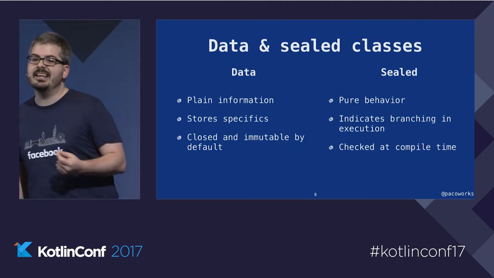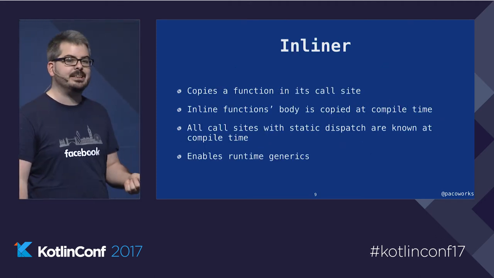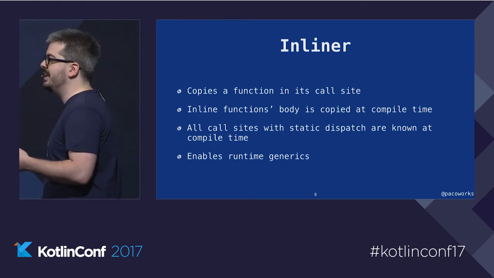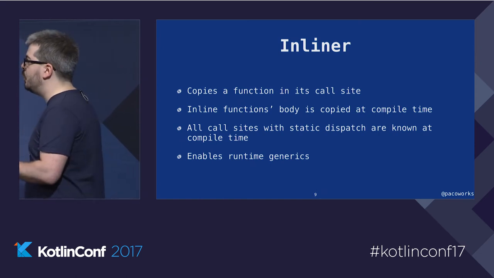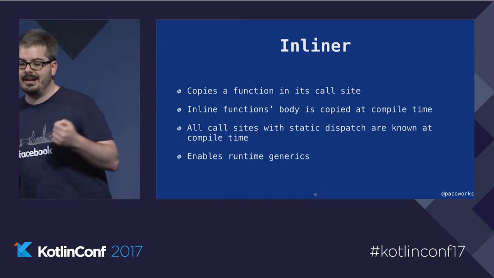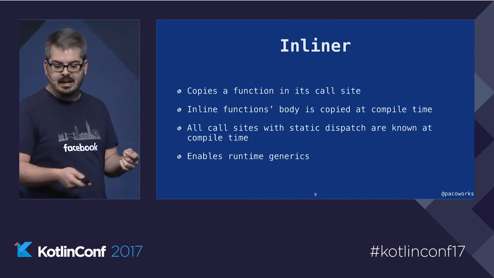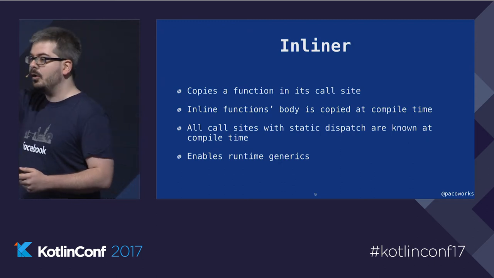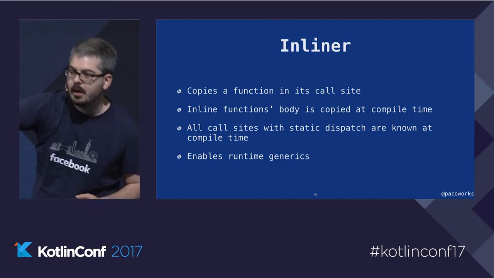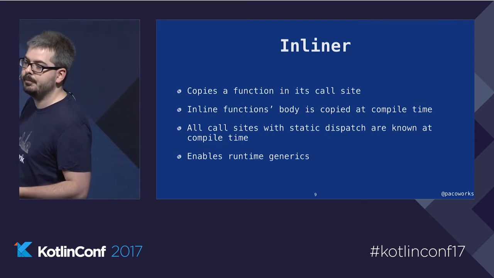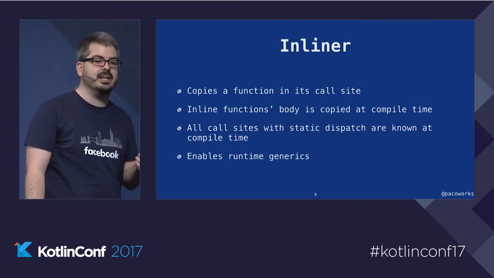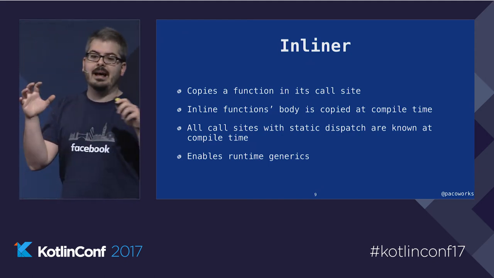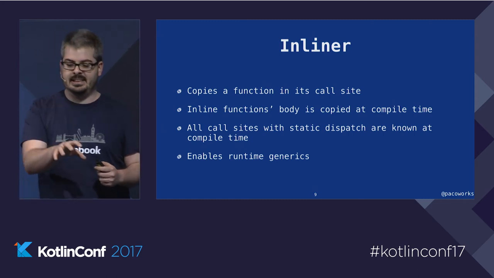The second thing is the inliner. The inliner is your best friend and your worst enemy, because it allows you to do several things that were not possible in Java before. So the way the inliner works is that you indicate that a function can be copied at every single call site during compilation. That means that it's going to take the content of the function, the bytecode, and just embed it in the middle of another existing function. The thing is, because it has to do this at compile time, it means that it understands the context that the function is being embedded in.